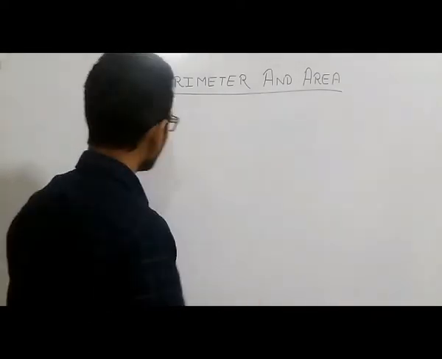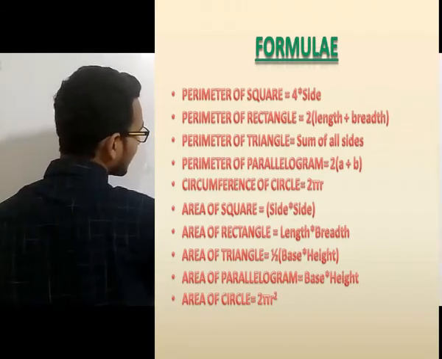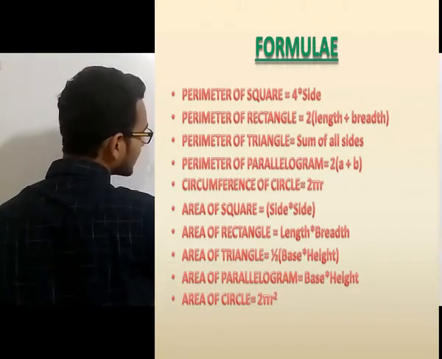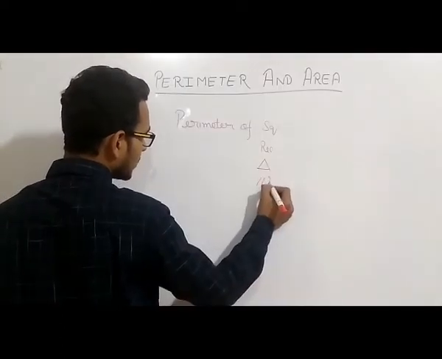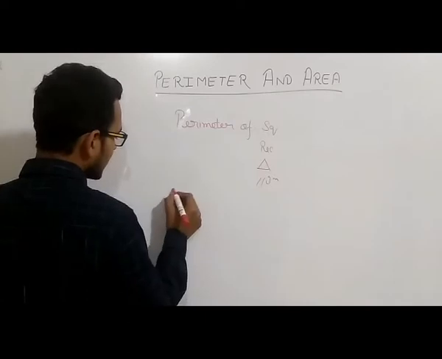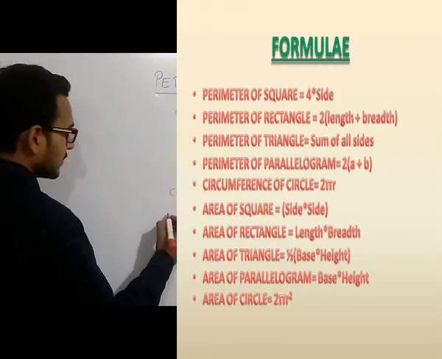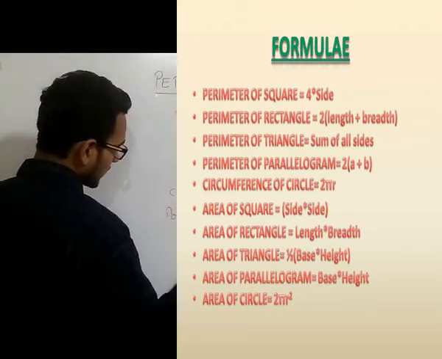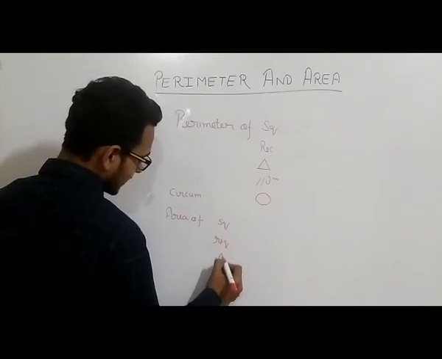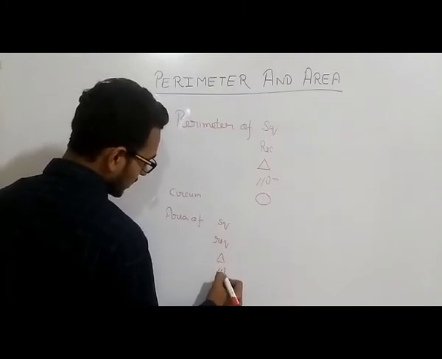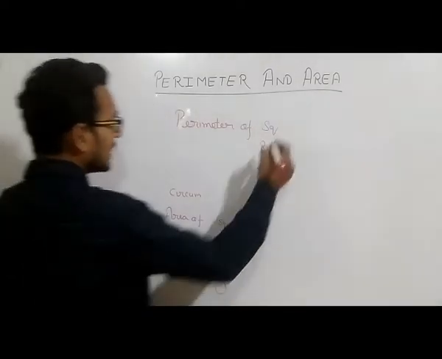So we easily find the perimeter of a square, rectangle, triangle, parallelogram, then the circumference of a circle. In the same manner we find the area of a square, rectangle, triangle, parallelogram and circle by an easy method.